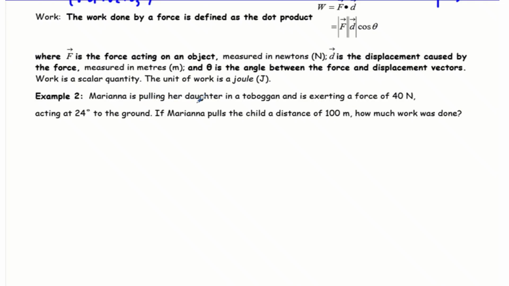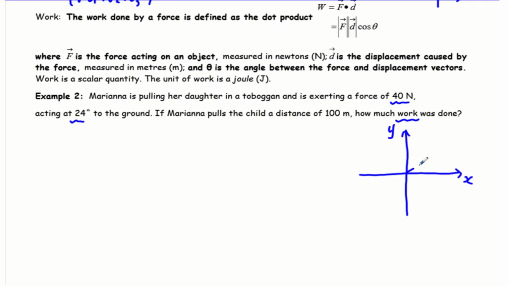Mariana is pulling her daughter in a toboggan and is exerting a force of 40 Newton acting at 24 degrees to the ground. If Mariana pulls the child a distance of 100 meters, how much work was done? So we are going to draw a free body diagram. We treat the ground as the horizontal x direction, and vertical positive up as the positive y direction.